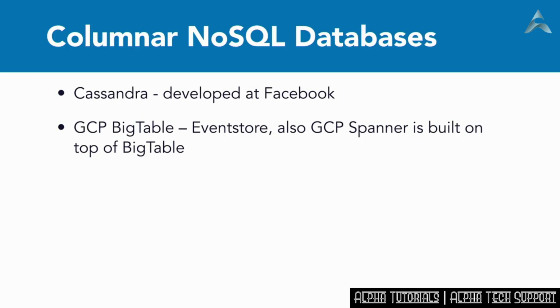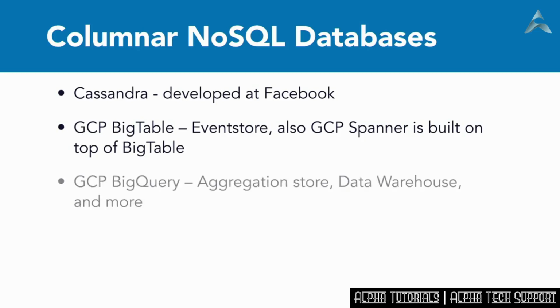Also, and somewhat surprisingly, another columnar-based service is GCP BigQuery. This is an aggregation store rather than an event store, so a replacement data warehouse, and much, much more.